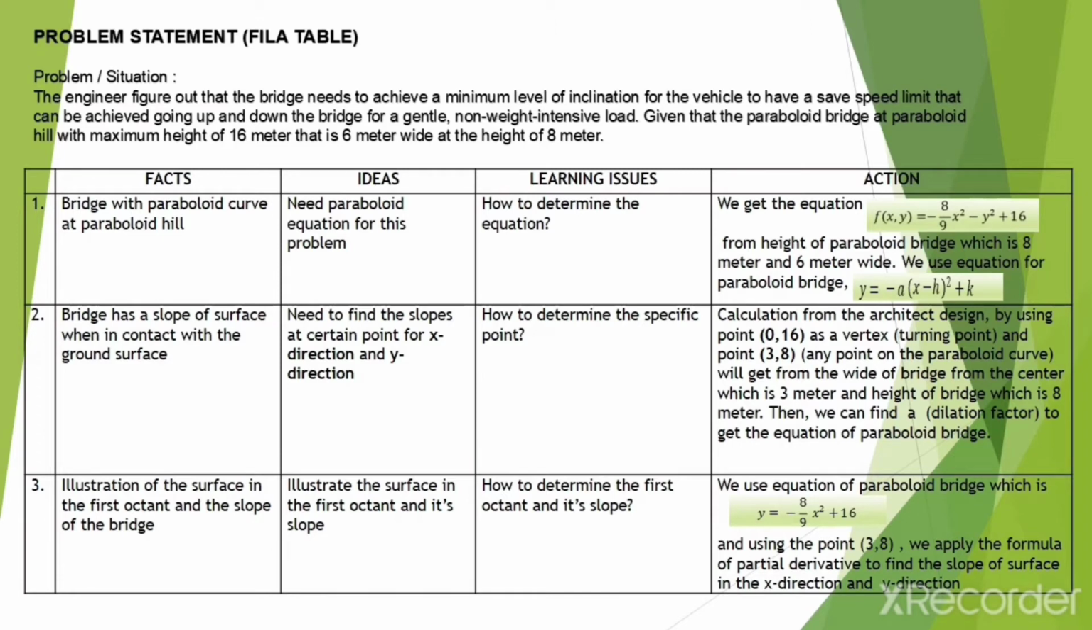Last but not least is illustration of the surface in the first octant and the slope of the bridge. The idea, we illustrate the surface in the first octant and its slope. What we learn is how to determine the first octant and its slopes. The action that we take is we use the equation of parabolic bridge, which is y equal to negative 8/9 x squared plus 16, and using the point (3,8), we apply the formula of partial derivative to find the slope of the surface in the x direction and y direction.